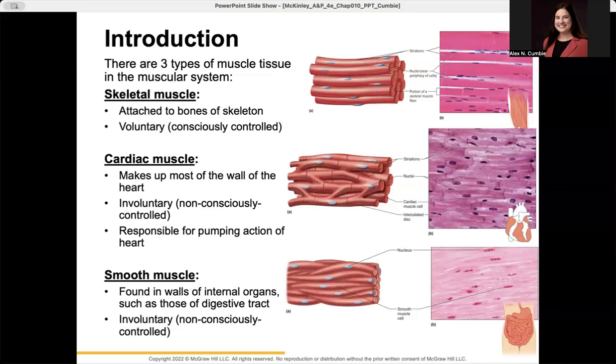The last type of muscle that we'll discuss today is smooth muscle. This is found on the walls of internal organs, as well as blood vessels, parts of the eye, other areas. The example we give here is the digestive tract that you can see in this picture. And again, smooth muscle, similar to cardiac muscle, the cells work differently, but they are nonetheless involuntary, so under non-conscious control from the control centers of our brain and spinal cord.